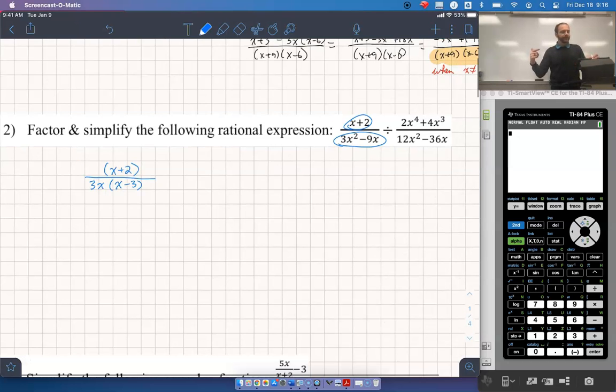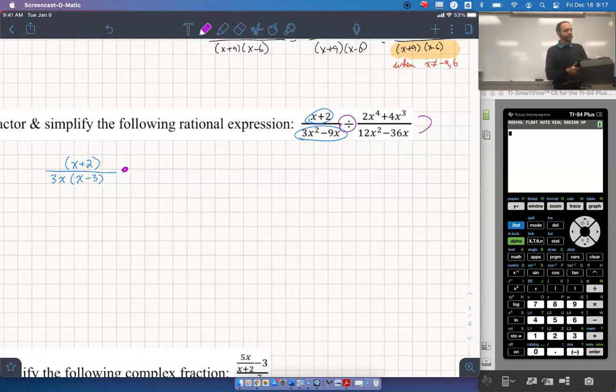Well, now I'm going to take a look. Wait a minute. That's division. So I'm going to change it to multiplication, and I'm going to flip when I factor over here. So the 12x squared minus 36x goes to the top. It goes in the numerator.